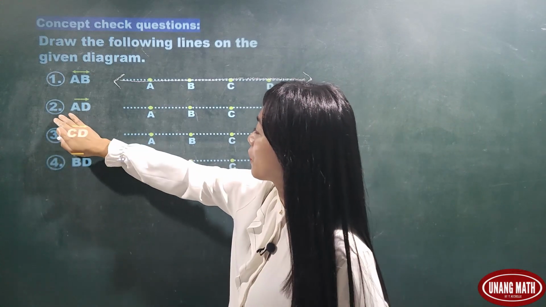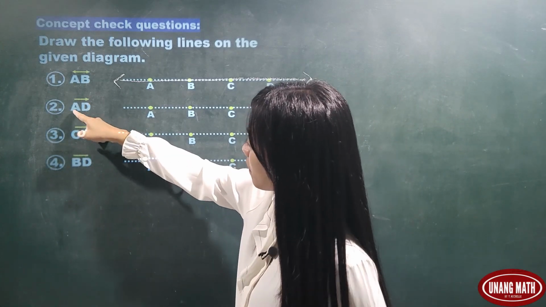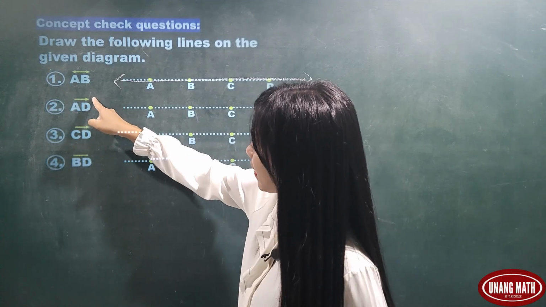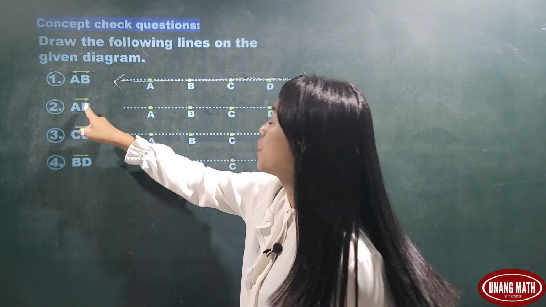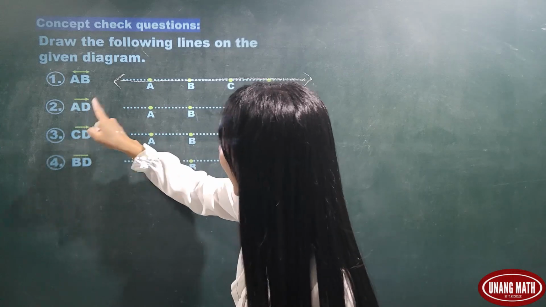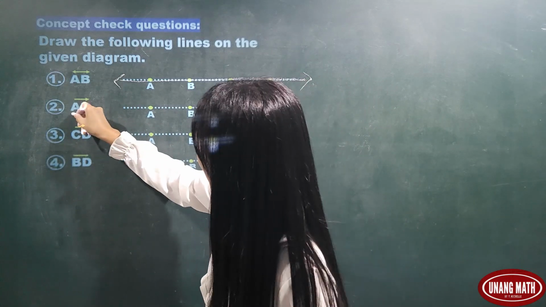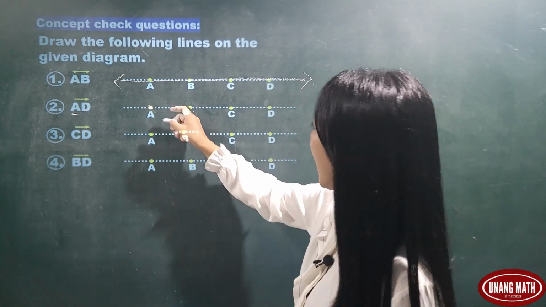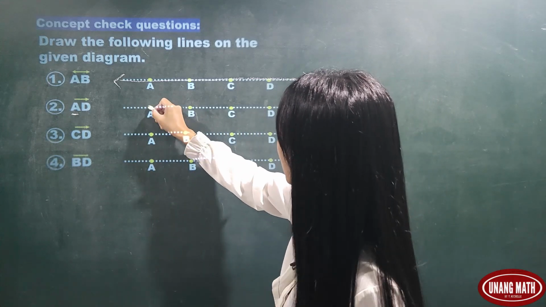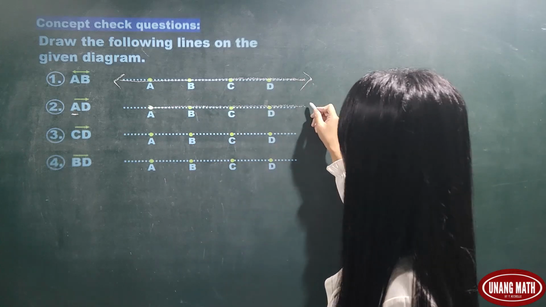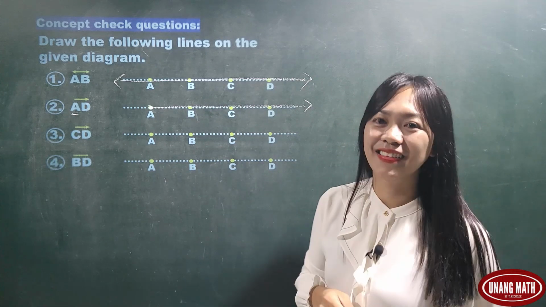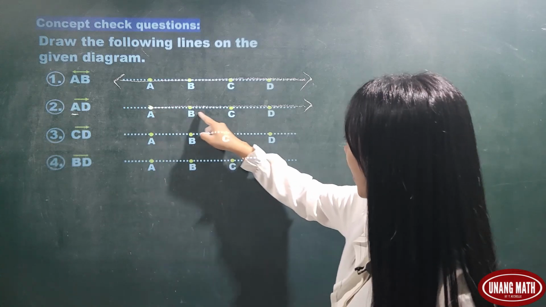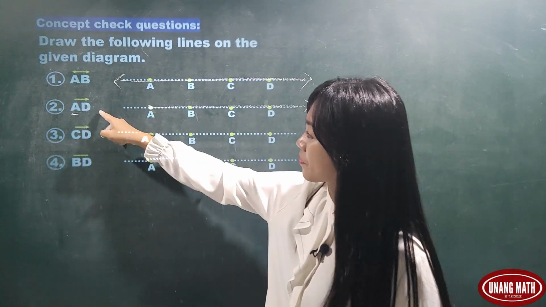Okay, let's move on to number 2. Look at the symbol above these letters. This is ray. So we will read this as ray AD. So A is our starting point. So where's point A? This point. And D is here, so that means this side extends endlessly. So this is ray AD.